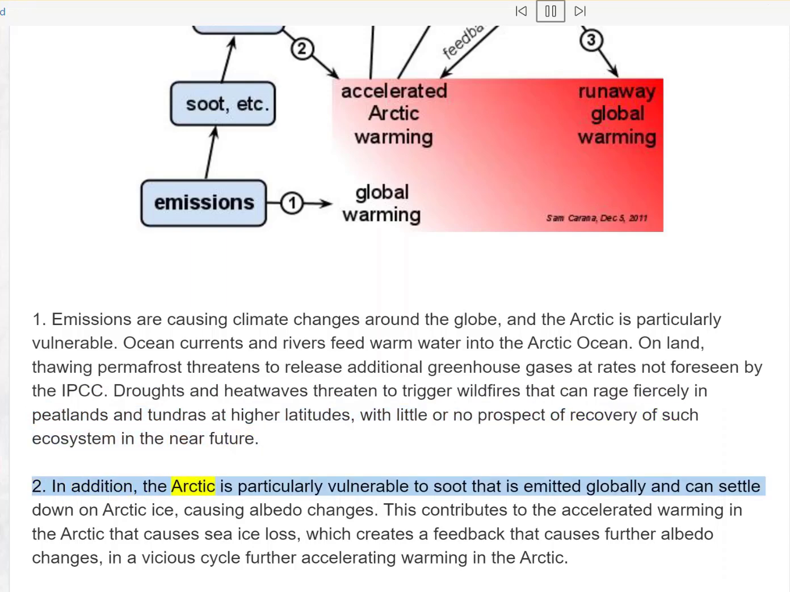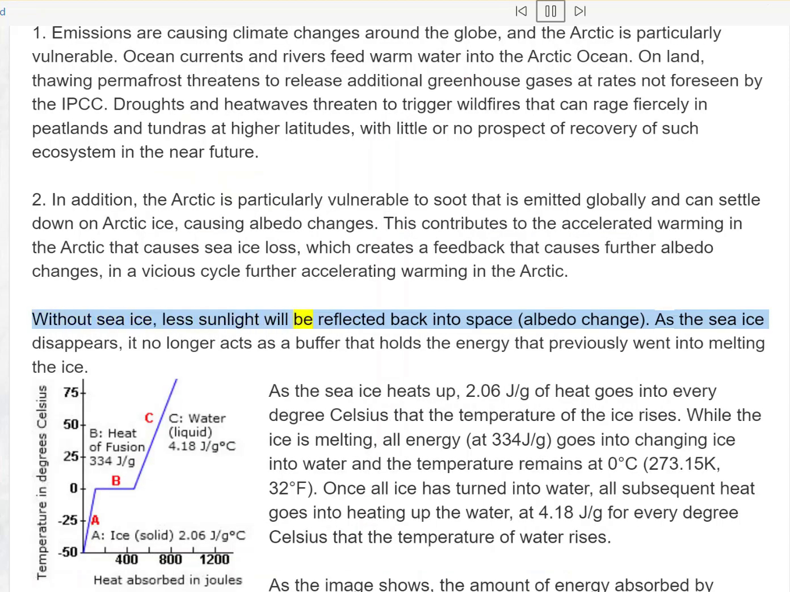2. In addition, the Arctic is particularly vulnerable to soot that is emitted globally and can settle down on Arctic ice, causing albedo changes. This contributes to the accelerated warming in the Arctic that causes sea ice loss, which creates a feedback that causes further albedo changes, in a vicious cycle further accelerating warming in the Arctic. Without sea ice, less sunlight will be reflected back into space: albedo change.